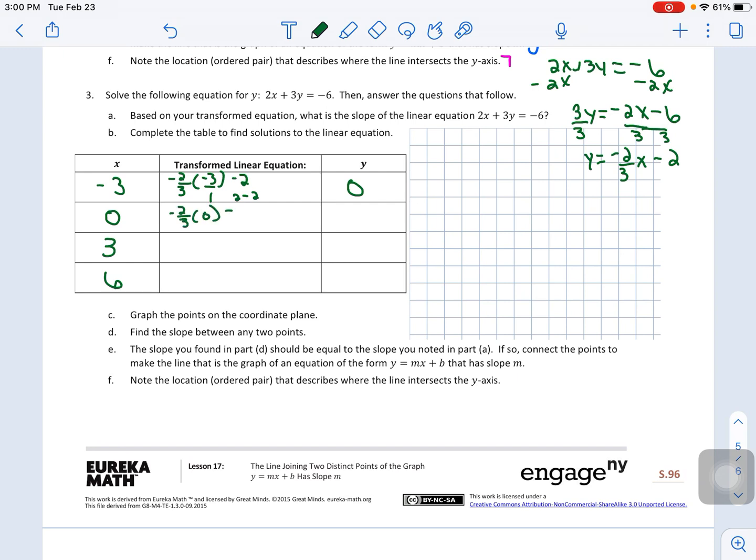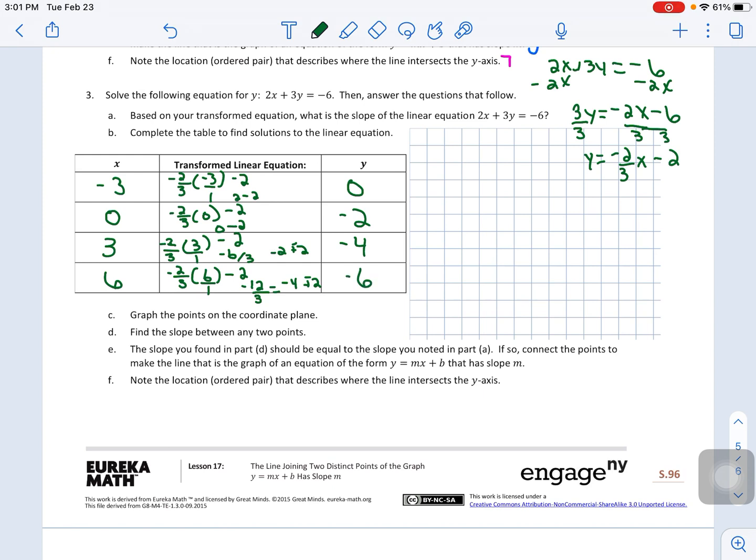-2/3 times 0 minus 2. 0 minus 2 is a -2. -2/3 times 3 minus 2 is like saying -2 times 3 is -6 over 3, which is -2, minus 2 is adding the opposite, -4. And -2/3 times 6 minus 2 is like saying 6 over 1. -2 times 6 is -12 over 3 is a -4, minus 2 is like adding the opposite, so a -6.